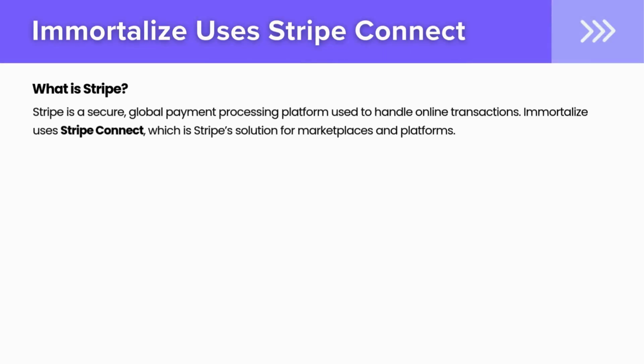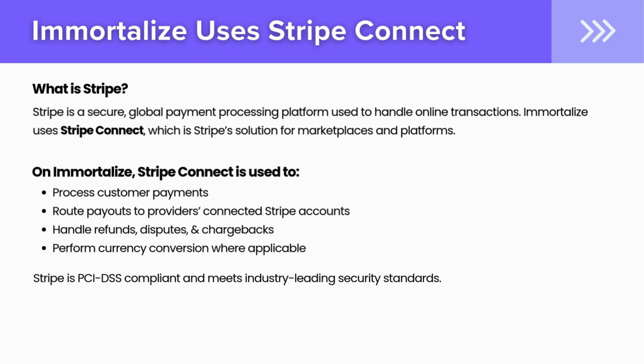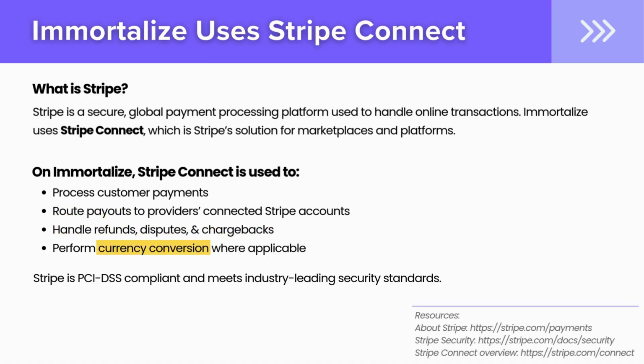Stripe is a secure global payment processing platform used to handle online transactions. And Immortalize uses Stripe Connect, which is Stripe's solution for marketplaces and platforms. Here's how it works. When a customer pays, Stripe processes the payment and routes the payout to the provider's connected Stripe account. It also handles refunds, disputes, chargebacks, and any currency conversions.